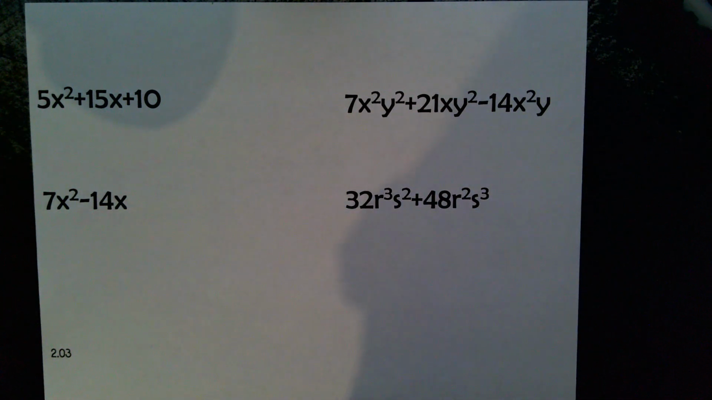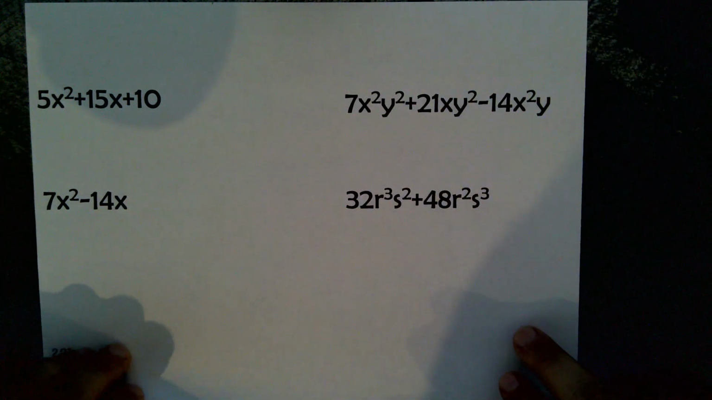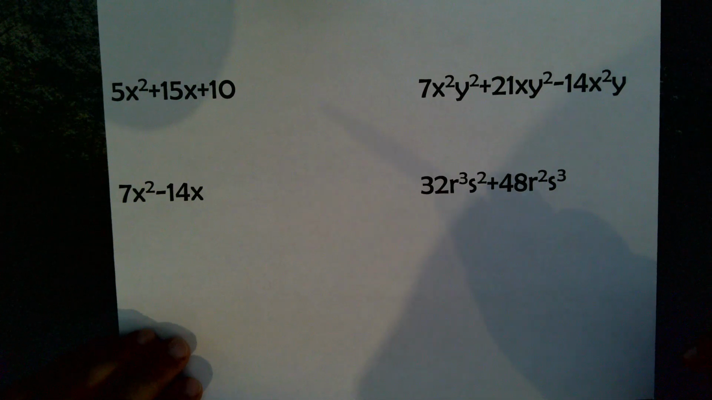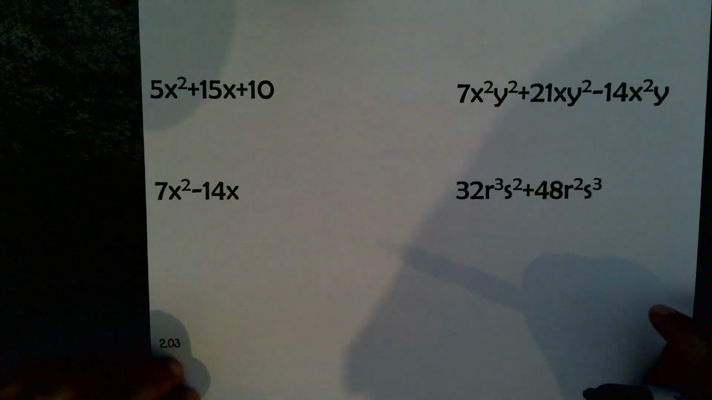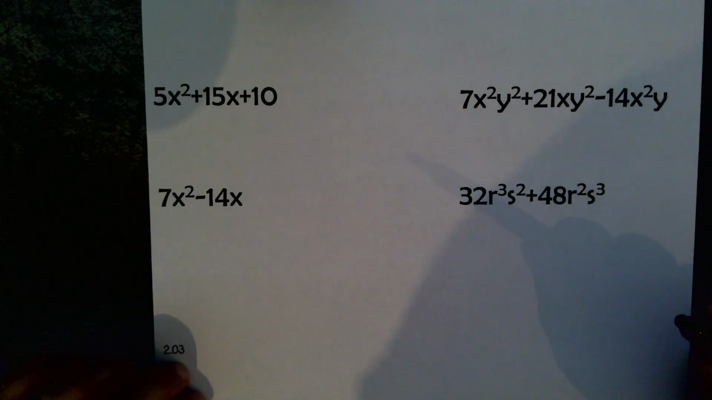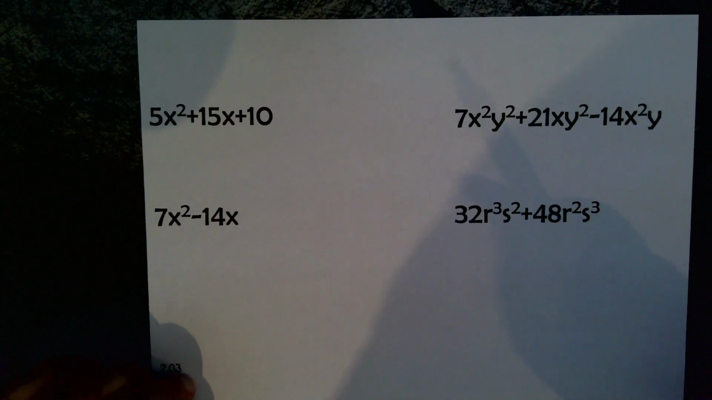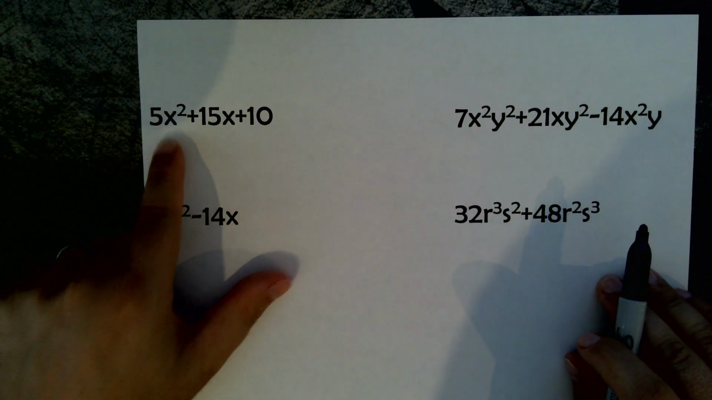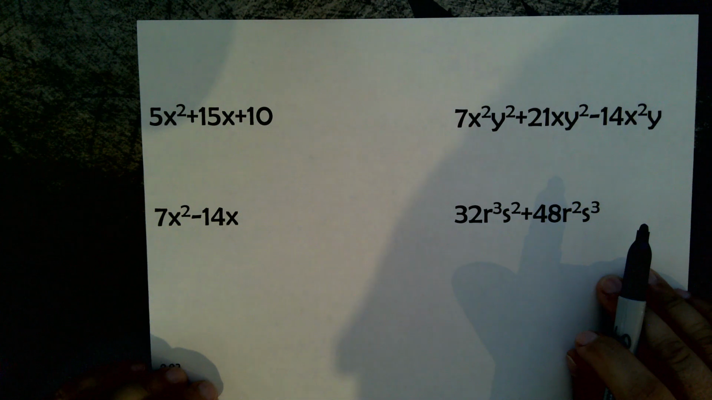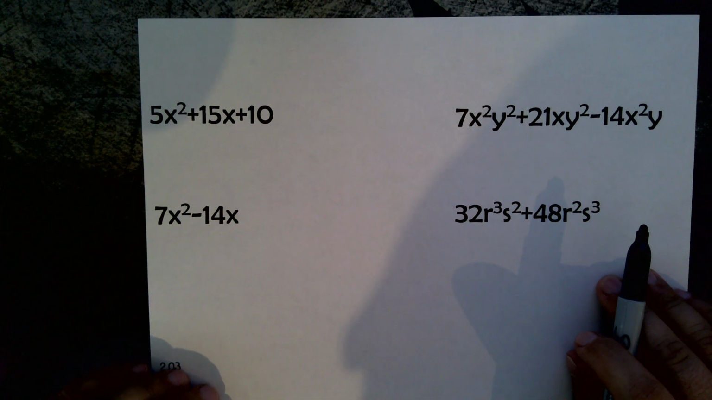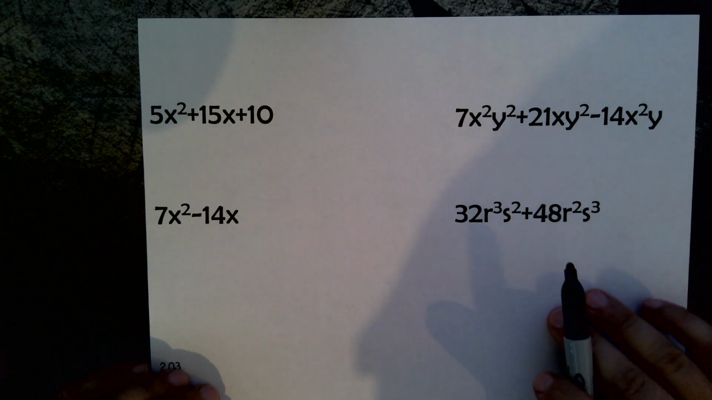When you're asked to factor, what you're going to want to do is look for the terms that you can pull out of all of the terms that you're given. And a lot of times it's only going to be a single term. So here we've got a quadratic trinomial, and I need to factor this. So what can go into all three of those terms?